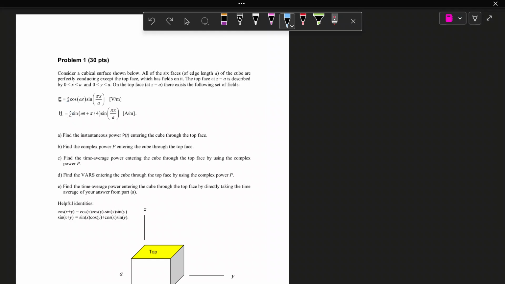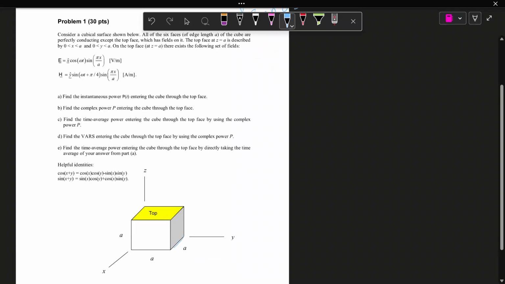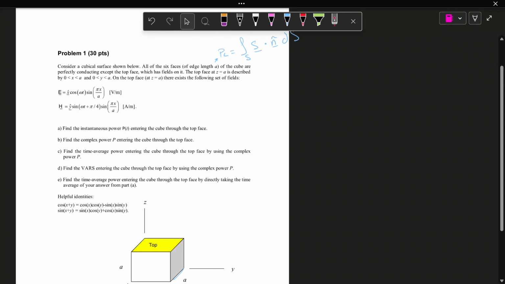So, consider a cubical surface shown below, all 6 faces of edge length A. It's important because a lot of the time when you're calculating complex power, this is equal to the surface integral of the complex Poynting vector dotted with the normal vector with respect to the surface. And a lot of the time you end up having to multiply by the area. For us, the area is of course a times a, just a squared.